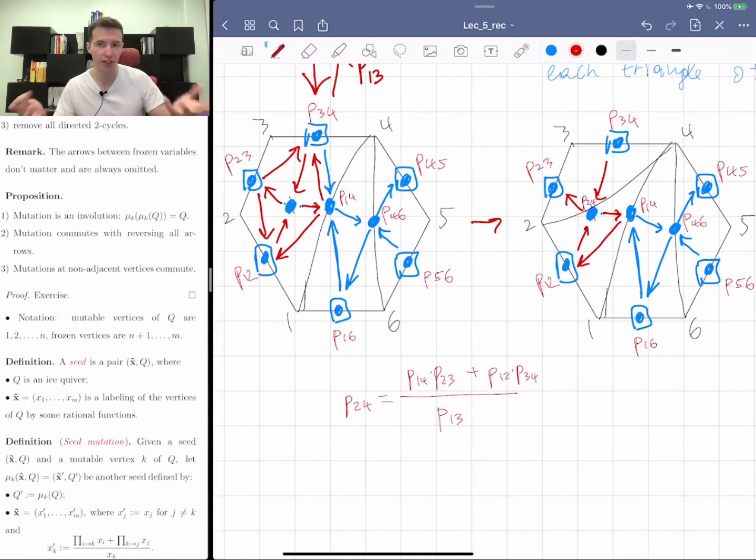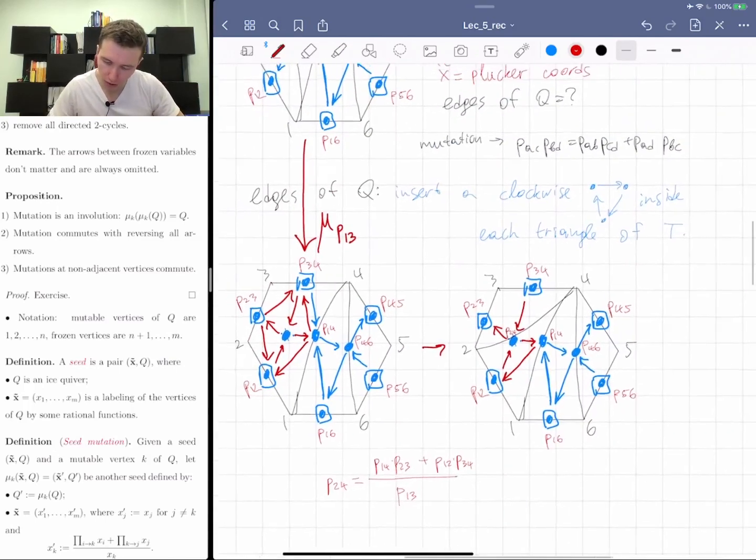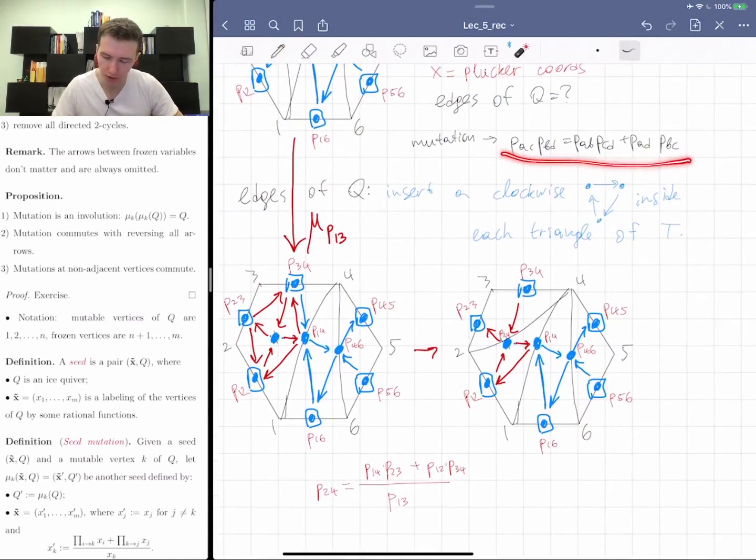So then that's exactly the three-term Plücker relation. Is it? Yeah, exactly this relation. So the point is that this machinery of cluster algebras in this case exactly gives me the same combinatorics and the same algebra as what I originally explained for the Grassmannian.